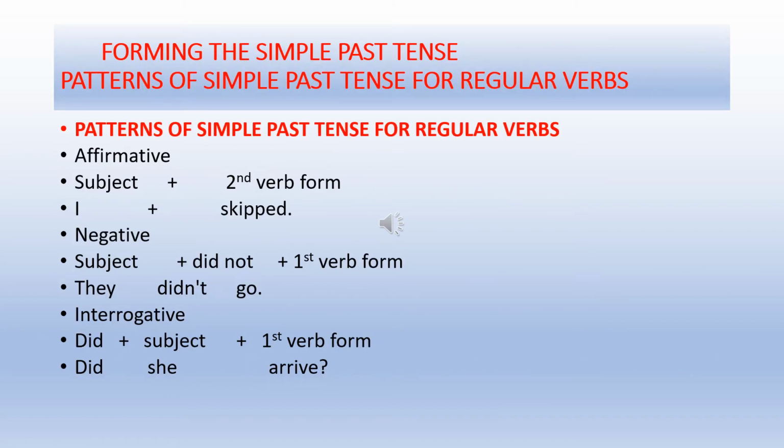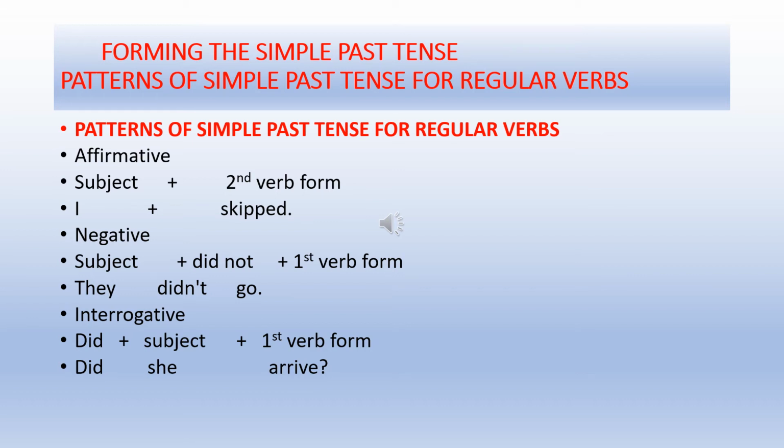My dear students, now I show you how to form past simple positive, past simple negative, and past simple interrogative sentences. My dear students, the second form of verb is used as main verb in the positive sentence: subject plus main verb plus object. I skipped. In this sentence, I is subject and skipped is the second form of verb, skip.